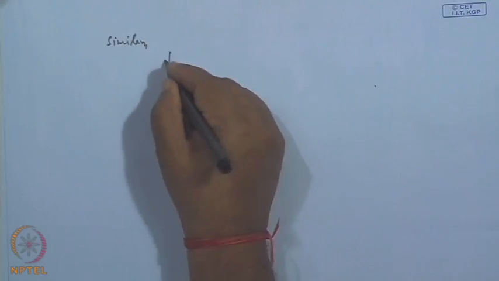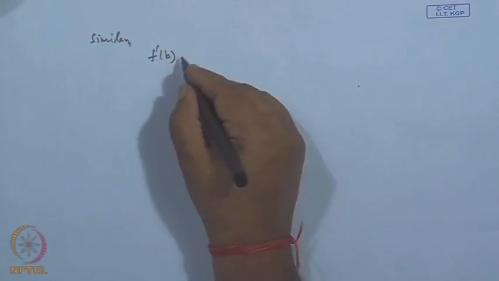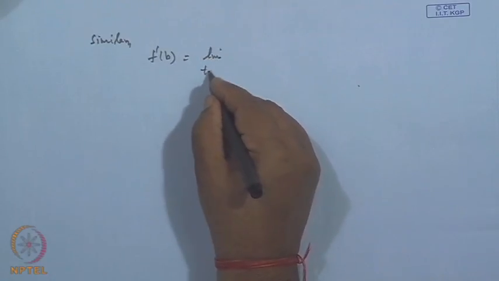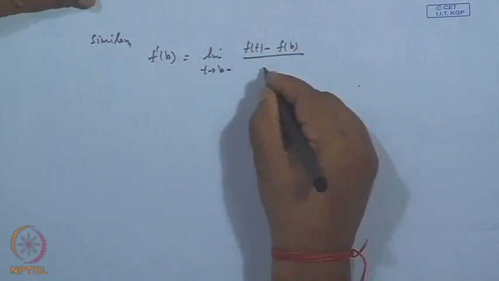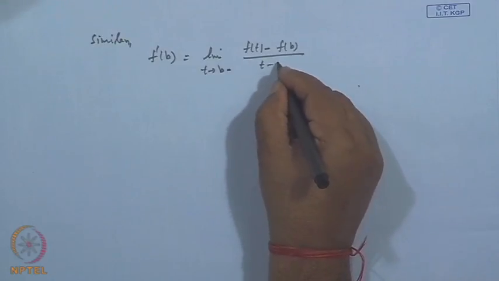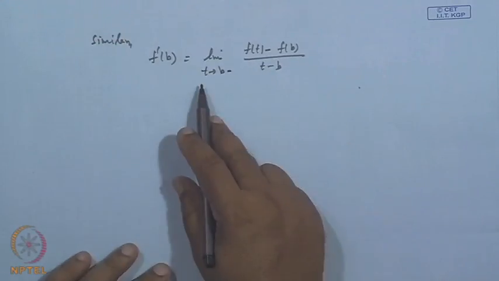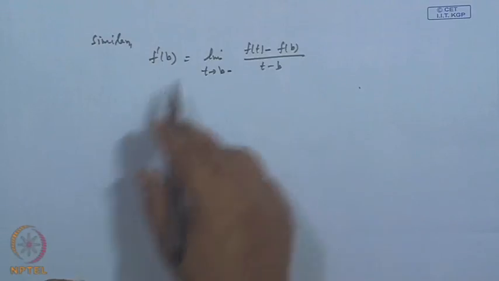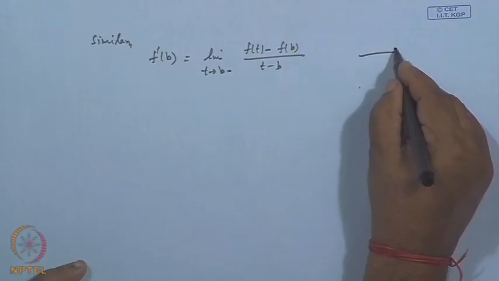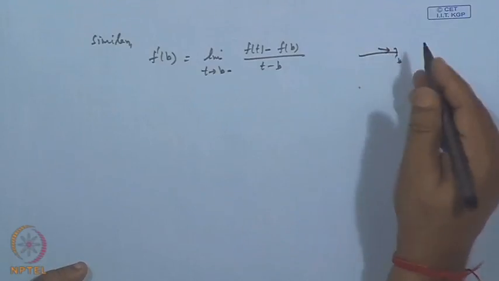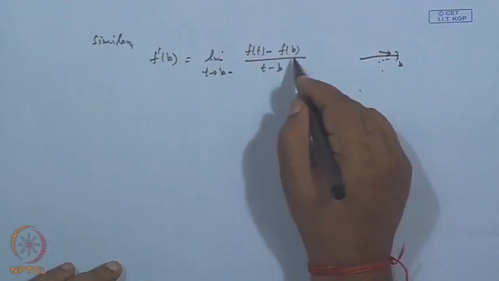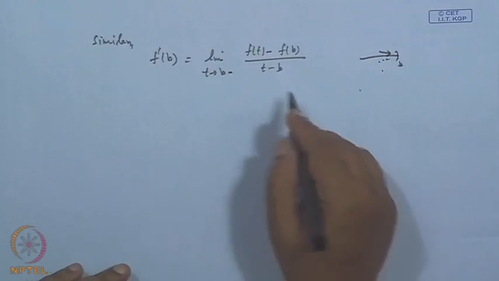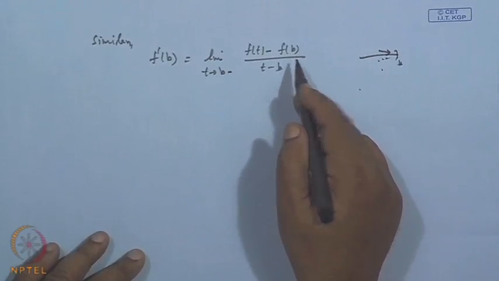Similarly, the derivative at the point b, that is, at the end point of the interval, means the limit as t tends to b minus of f(t) minus f(b) divided by t minus b. Here this is the point b, and we are approaching from the left of b. All the points to the left of b are taken into consideration, and we take the image of these when t tends to b minus. Then we say the derivative exists at the point b.